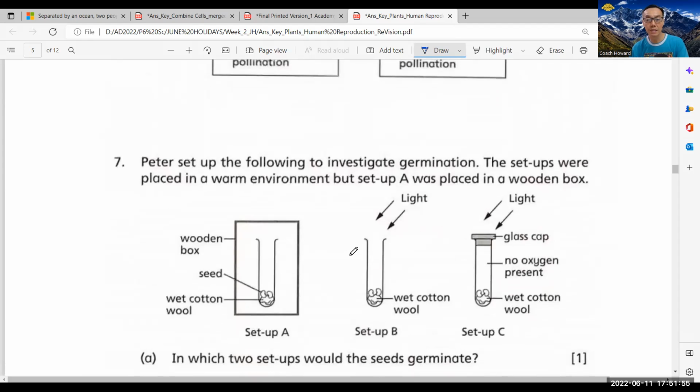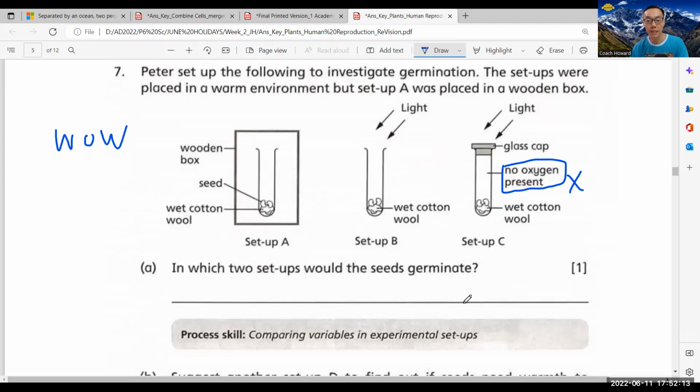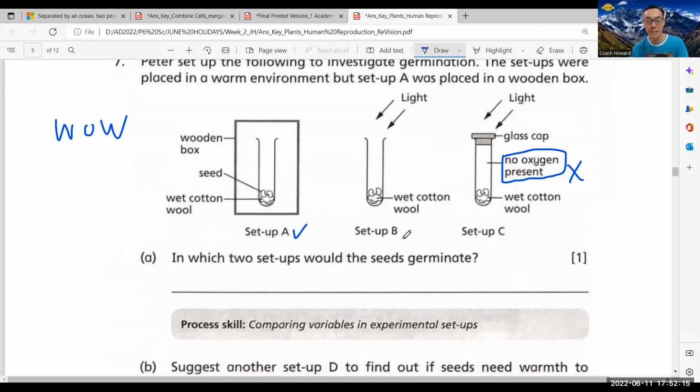And the next one is open-ended. Which two setups would the seed germinate? You need to know the factors for germination, the WOW factor. You can see there's one with no oxygen, so this one cannot germinate. So the ones that can germinate are A and B. Okay, A and B can germinate.